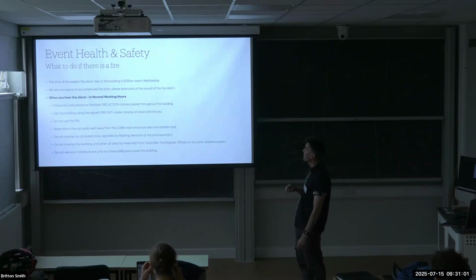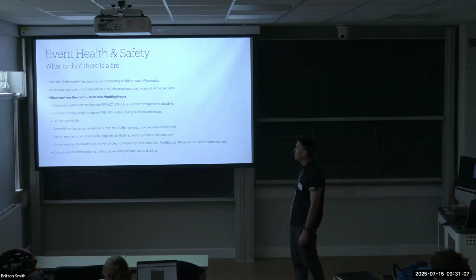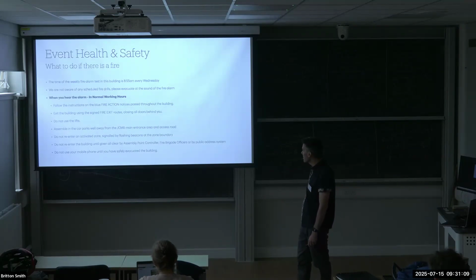When you hear the fire alarm in normal working hours, follow the instructions on the blue fire action notices posted throughout the building. Exit the building using the fire exit routes. Close all doors behind you. Do not use the lifts. Assemble in the car parks well away from JCMB main entrance and access road.